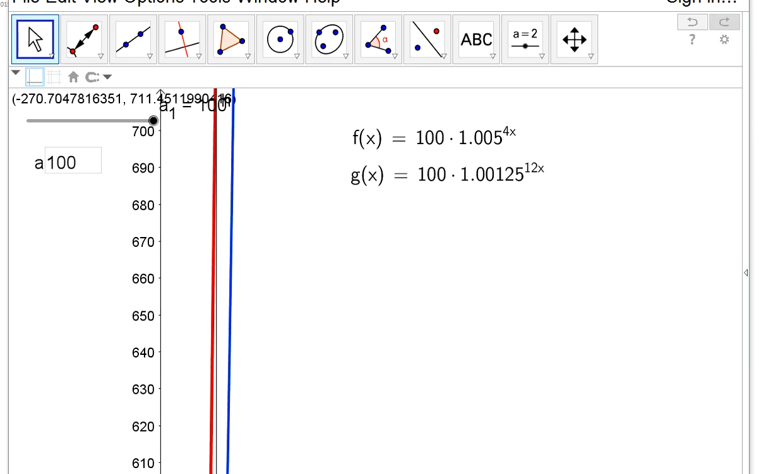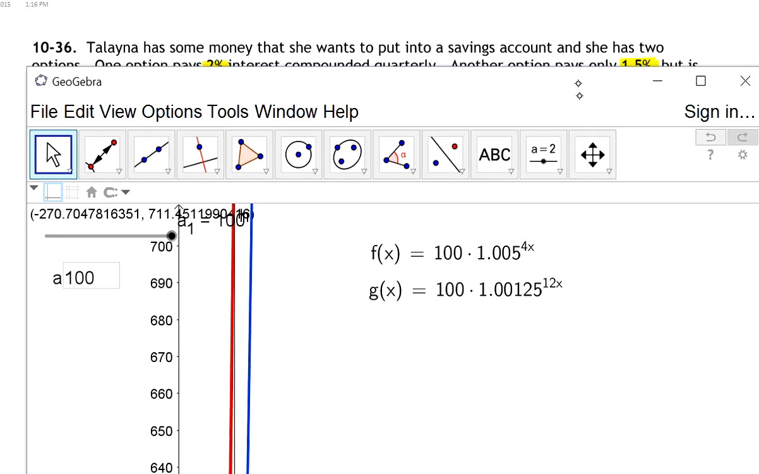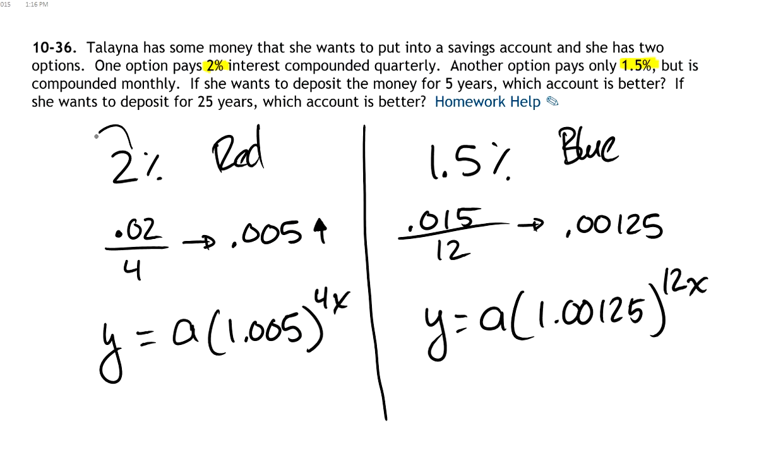in this situation, 2% beats 1.5%, even if you're going from compounding quarterly to compounding monthly. So in both cases, if it's either 5 years or 25 years, the one that was at 2%, which is this equation, is the winner. So this is the winner.